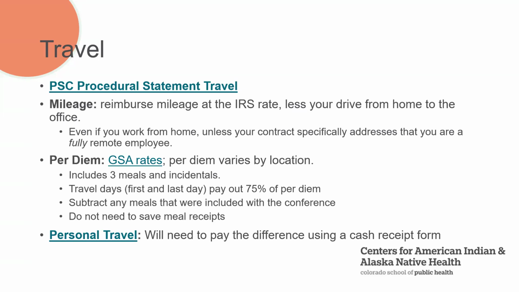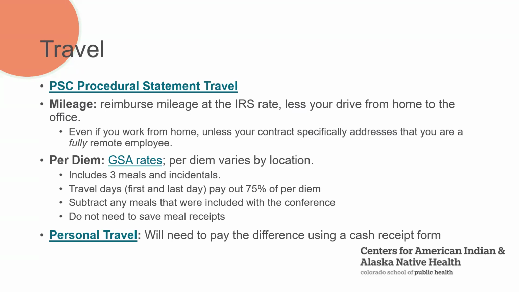So per diem comes up a lot. This link here will show you what per diem rate you will receive at the location that you are going to. So if you want to know upfront how much you're getting reimbursed, that is a helpful link. It includes 3 meals and $5 of incidentals, and then on your travel days, you only get 75%. So your first and last day, you only get 75% of the per diem. And then, like I've said, you subtract any meals that were included with the meeting or conference, but you do not need to save any meal receipts from your other meals because it's the per diem.